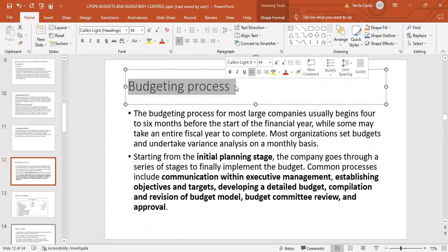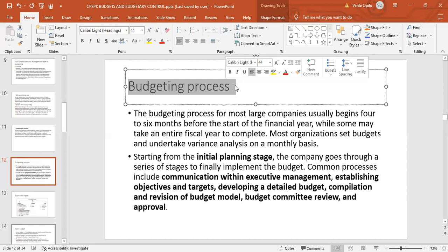Show that, yes, our target is to produce 50,000 units. For these 50,000 units, this is the amount of raw materials that we'll require. This is the amount of labor that we will require. This is the amount of other overheads that will be required to produce these goods. And then once you have developed a detailed budget, you compile this budget, you do some revisions where they are required, and then you pass that budget to be reviewed by the budget committee.